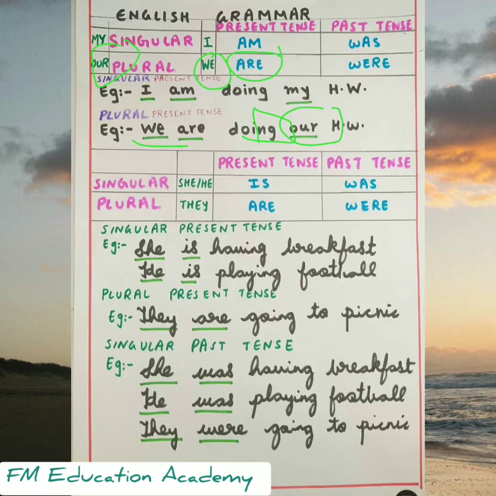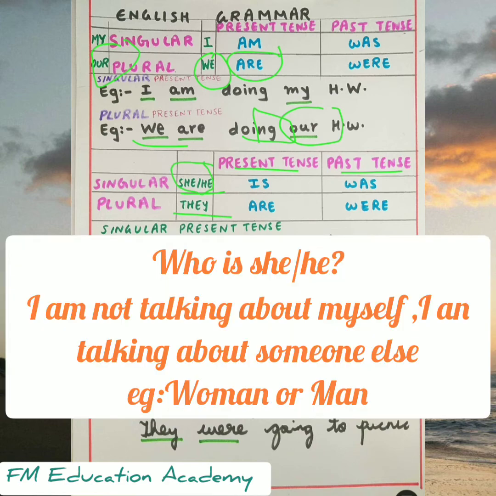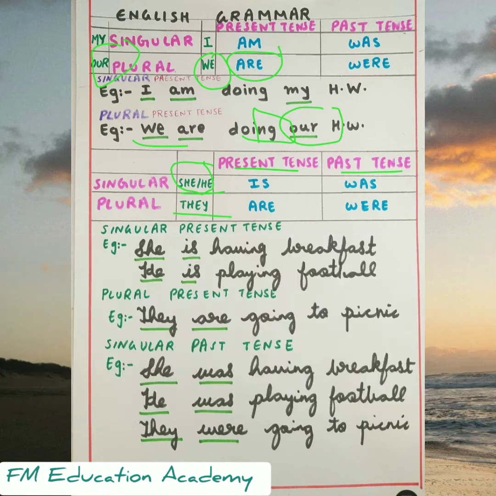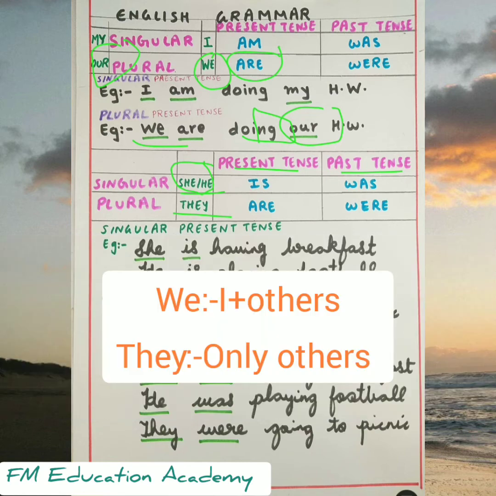Now let us see with she, he, and they what we should use in present tense and past tense. Now, what is she and he? She and he is singular. That is only when we say about a person which is not us. That is, I'm not talking about myself, I'm talking about someone else, and that is a singular person. Then that will come under she or he. And similarly, what is they? When we say with ourselves, when we include other persons, we call we, and when we have with ourselves other persons, we call they.